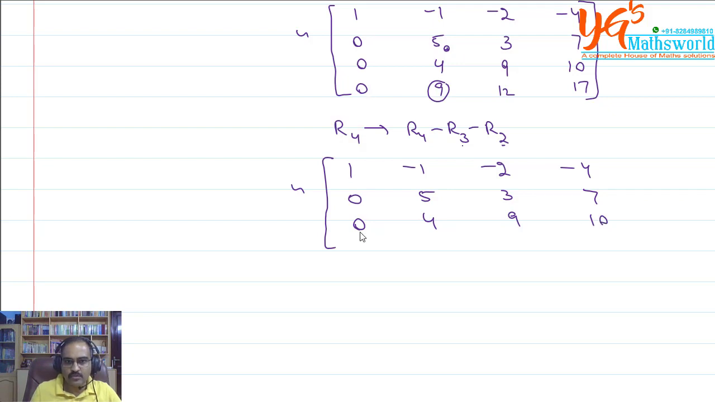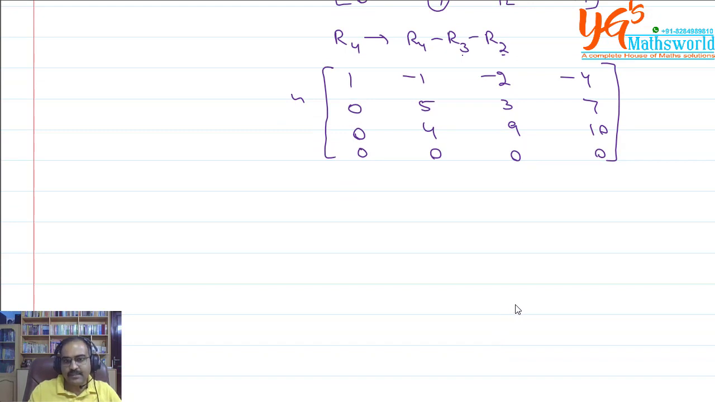So 0 minus 0, so it will be 0. Now 9 minus 4, 5, 5 minus 5, 0. 12 minus 9, 3, then 3 minus 3, 0. 17 minus 10, 7, 7 minus 7, 0. So I got a row which is completely 0. Okay. Now next, if I take the step on R2, R2 tends to R2 minus R3. So what will be the result in that case?